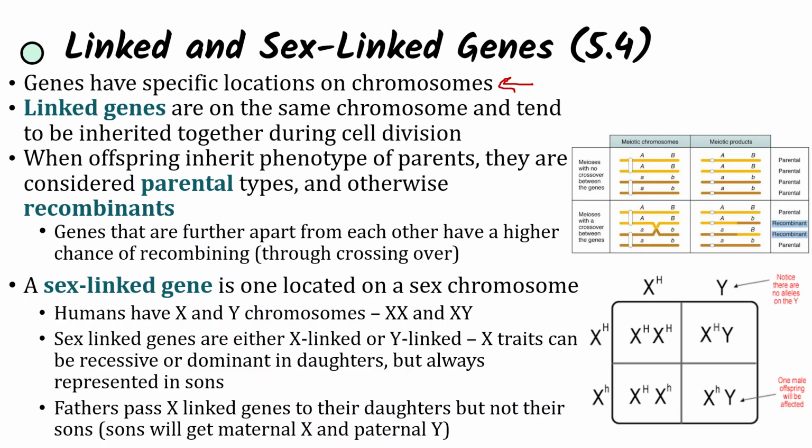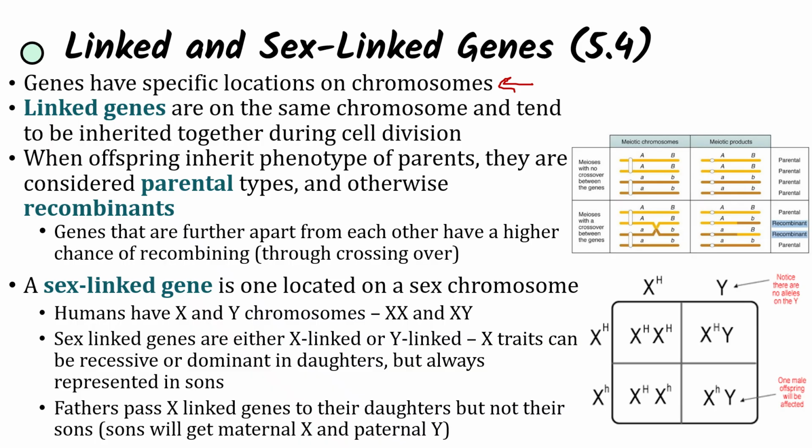Really, the only time that they become separated is when crossing over occurs in prophase 1 of meiosis. When offspring inherit the phenotype of parents, they're considered the parental types. They've inherited the sister chromatid that is entirely the parental type. And if they inherit the chromatid that is the recombined one due to crossing over in meiosis, then they're known as recombinants. Genes that are further apart from each other have a higher chance of recombining. They have a higher chance of separating through crossing over in meiosis 1.